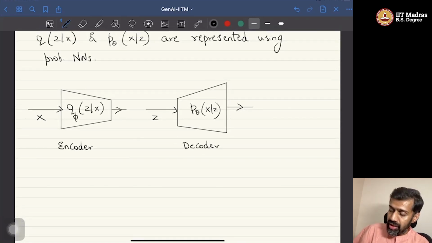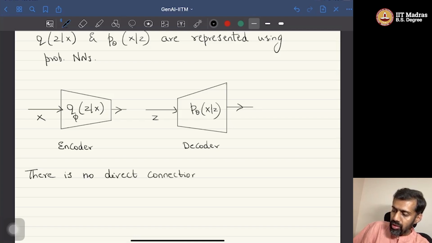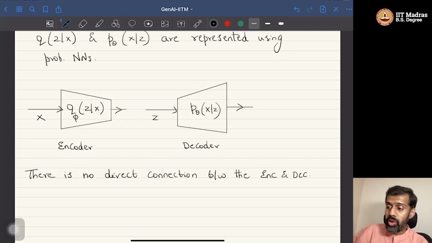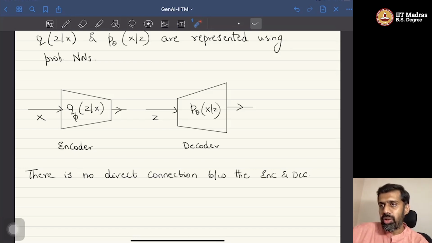Please note that there is no direct connection between the encoder and decoder networks. What do I mean by that? The output of the encoder network is not going as an input to the decoder network in a VAE. They are independent that way, but they are connected via the sampling. We will see that in a while, but there is no direct connection between the encoder and the decoder network.